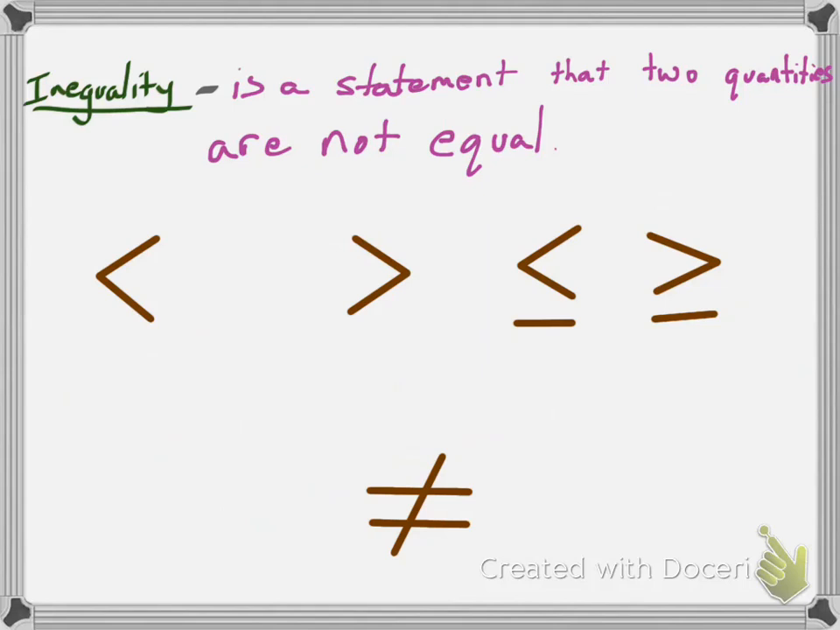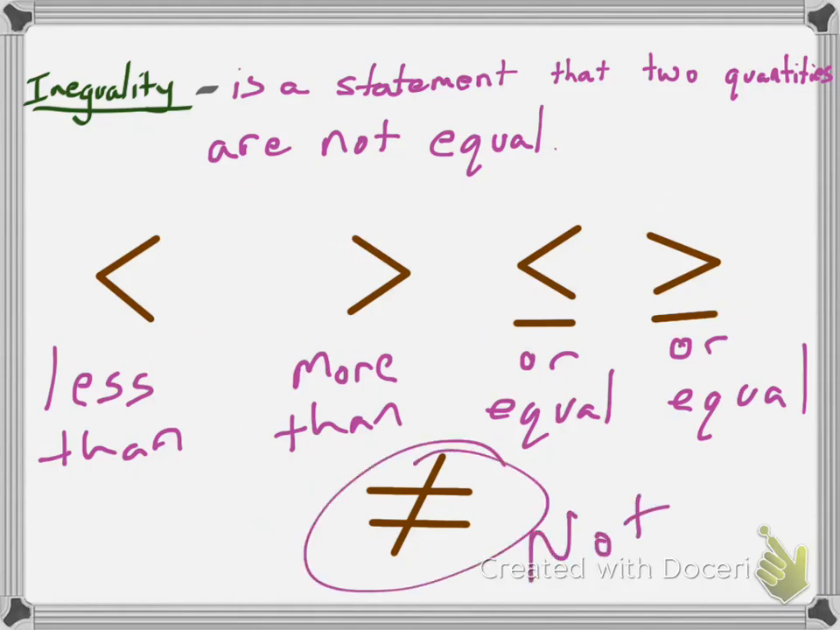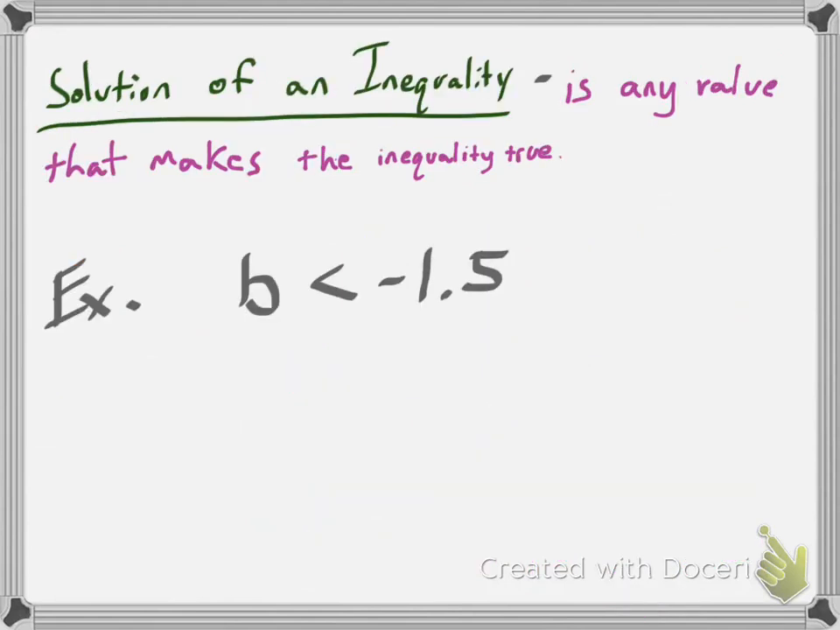So, to talk about these, this means less than. This means more than. And these mean the same thing, but or equal to. And then this one, y'all all know, means not equal at all. All right, so let's go on.